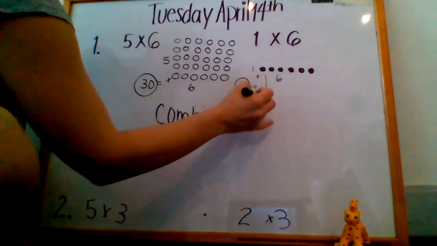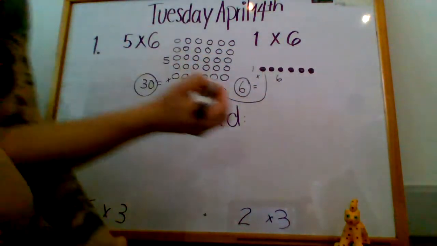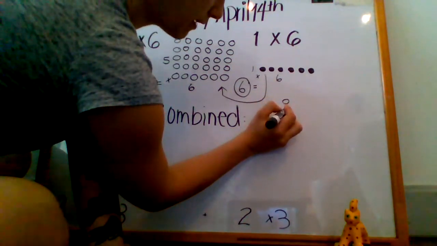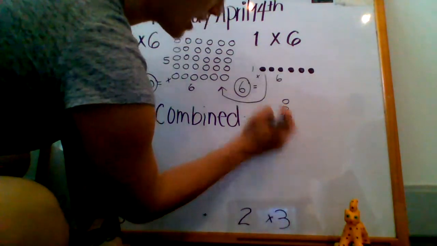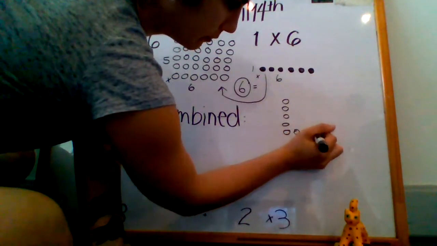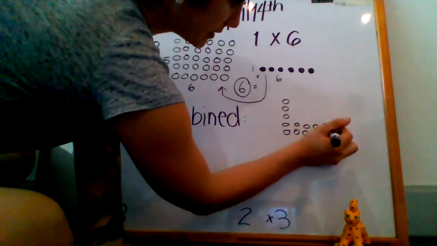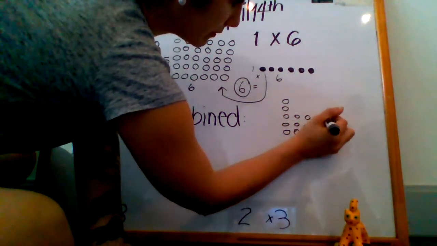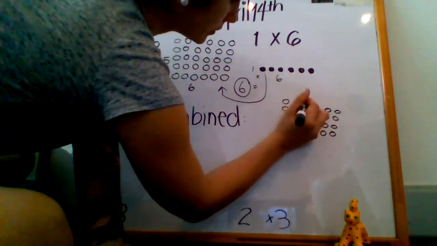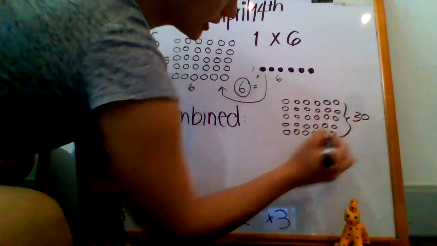Okay. So what do we get when we combine these arrays? I want you to think about putting that array onto this array. So when we combine them, we're going to draw them together. So I'm going to redraw this really fast. 5 rows, 6 columns. Okay, and we decided that 5 times 6 is 30.